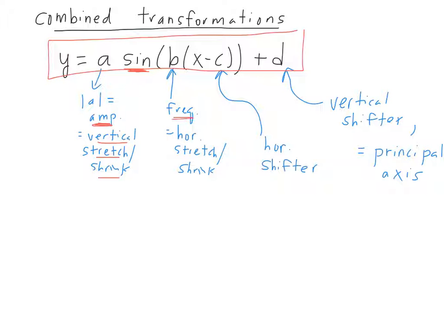That's what you're going to multiply the y values by. The b is what we call the frequency. This is your horizontal stretch or shrink. And recall we said that this is by a factor of 1 over b. The c on the inside, next to the x, is your horizontal shifter, so this is moving it left or right. And the d on the end is your vertical shifter. And remember, this is really going to give us our principal axis.